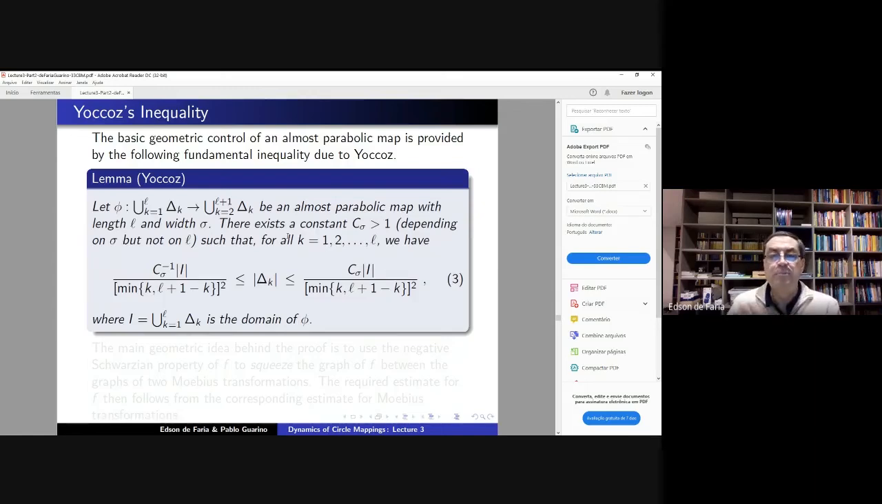If you haven't gotten to the middle. If you are past the middle, you have to actually count the iterates from the other side. So that's why you have this expression here at the bottom, the minimum of k and L plus 1 minus k, this minimum raised to the second power in the denominator. So you think of it as saying that delta sub k, the kth interval, is essentially 1 over k squared in length compared to the length of the whole thing, the interval which is the domain of phi. So this is a fundamental inequality.